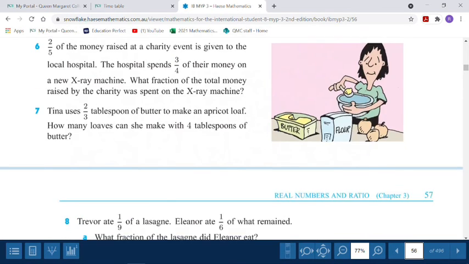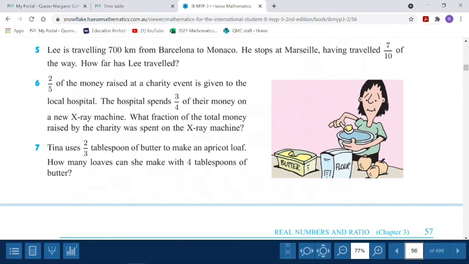Look at number 7. I'm doing all your homework for you. That's not good. Tina uses 2/3 tablespoons of butter to make an apricot loaf. How many loaves can she make with 4 tablespoons of butter? So, our fraction is 2/3 tablespoon of butter, right? And we know 4 tablespoons of butter. But is how much butter she has the question? What is the question?